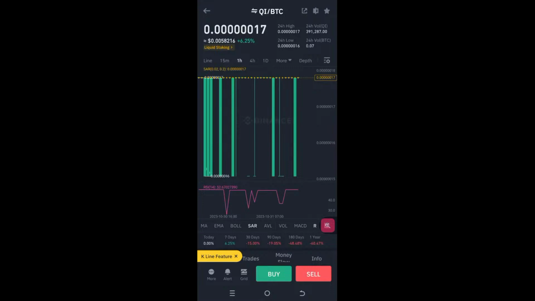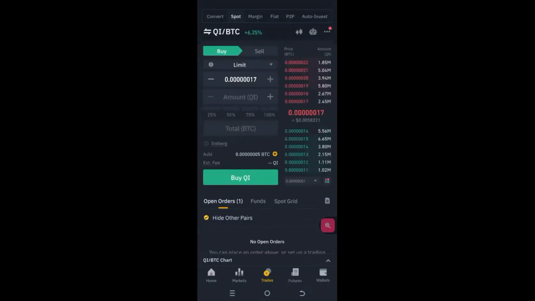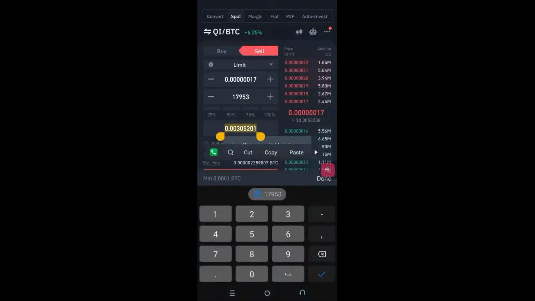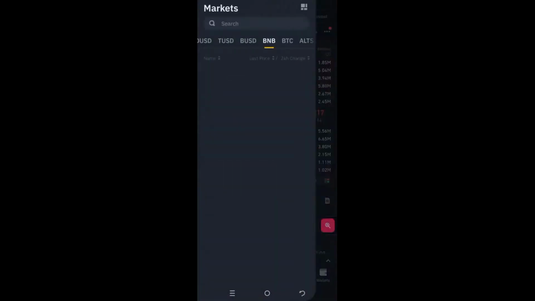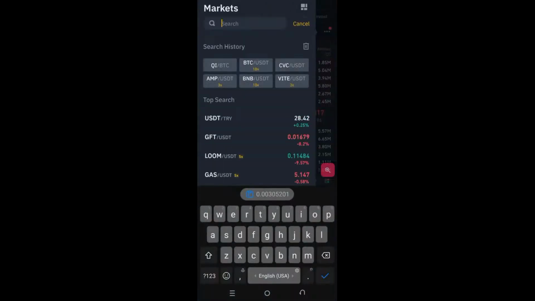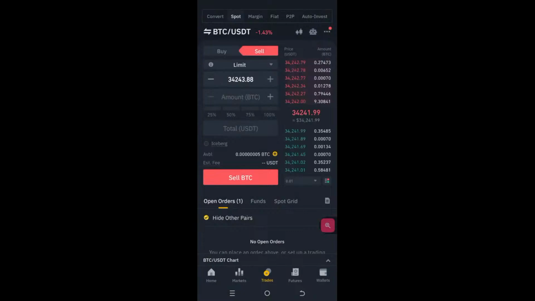Oh, what am I looking at? I'm going to show you something here. All I need to do is sell QI, right? Then I copy what I get at that point and go back to my BTC and sell to USDT. That's quite basic to quickly understand, right?